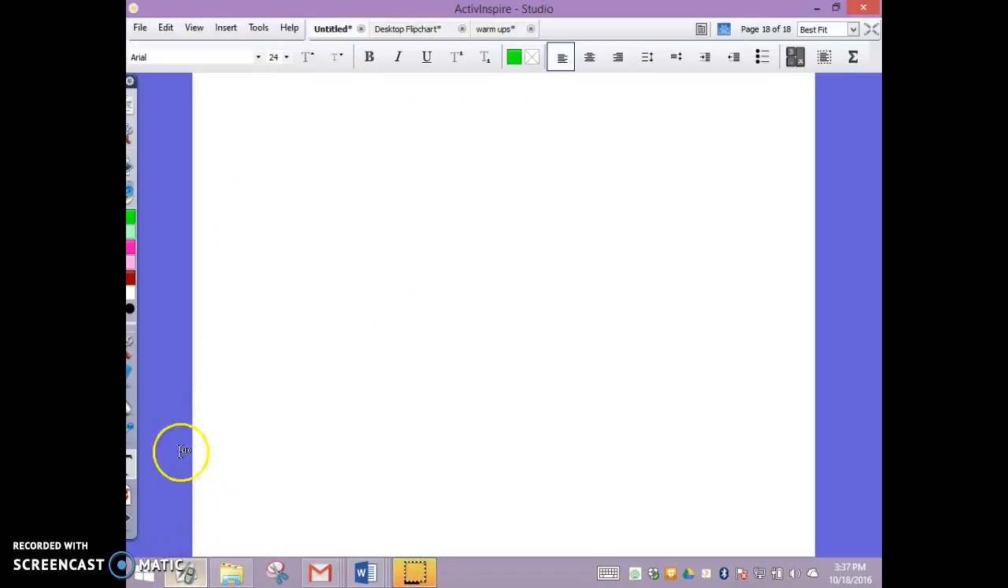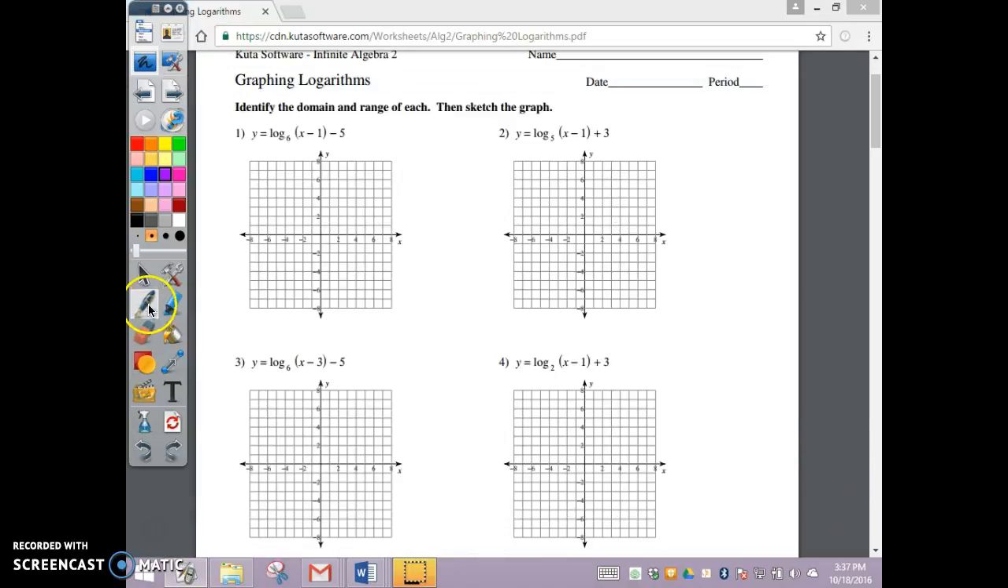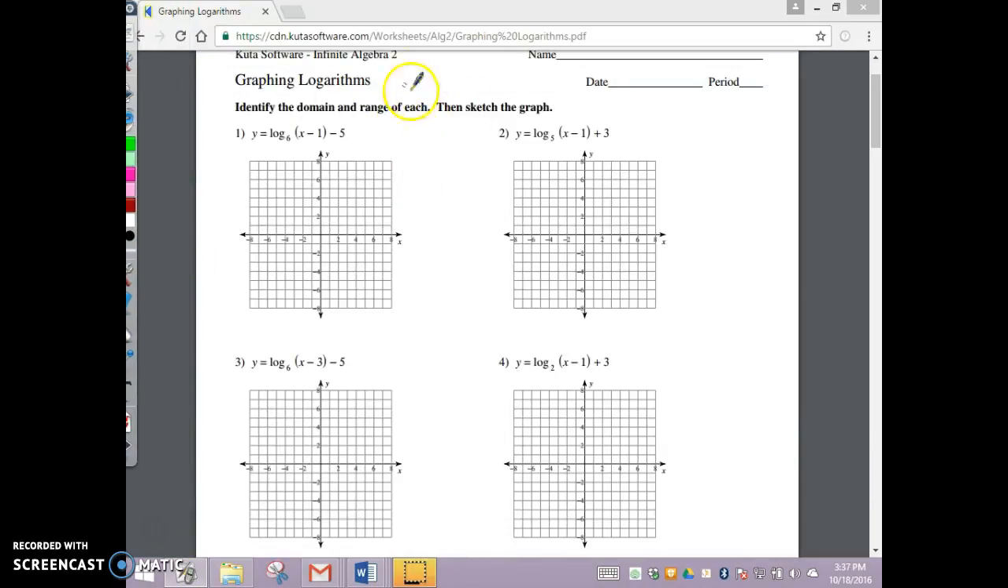Hello, pre-calculus. I'm going to make you a little video on how to graph some logarithmic functions. These directions are a little bit different. It says identify domain and range. I can do that part too, but I don't think your homework says to do that.